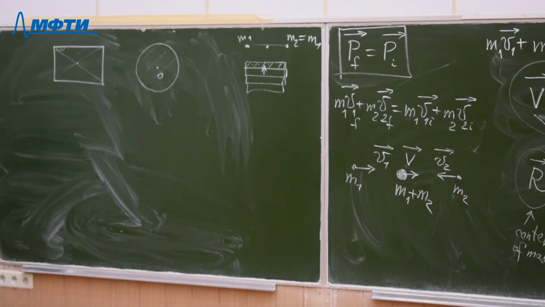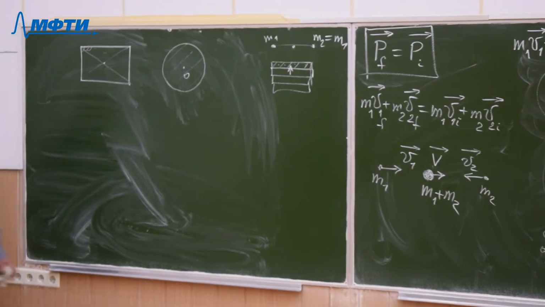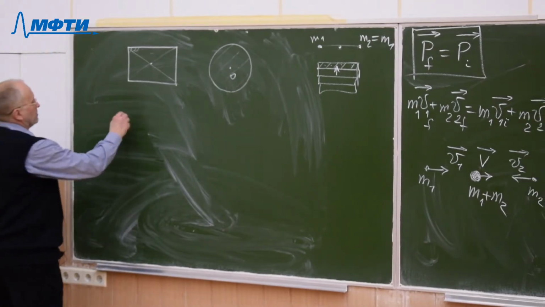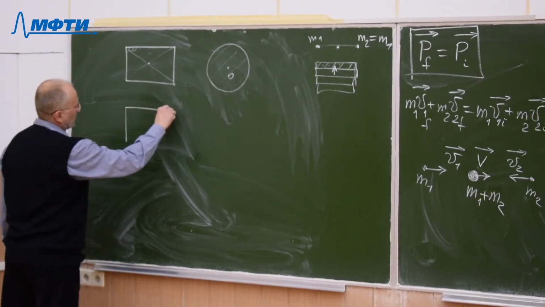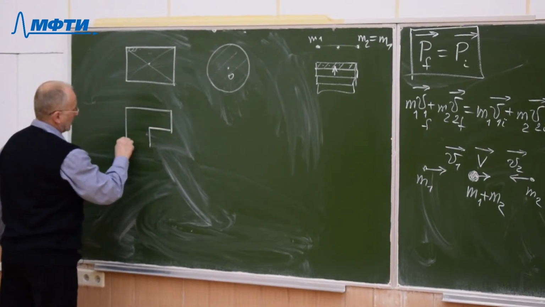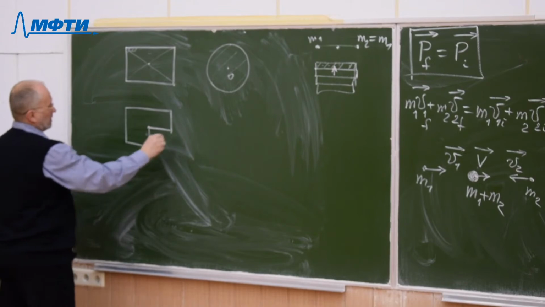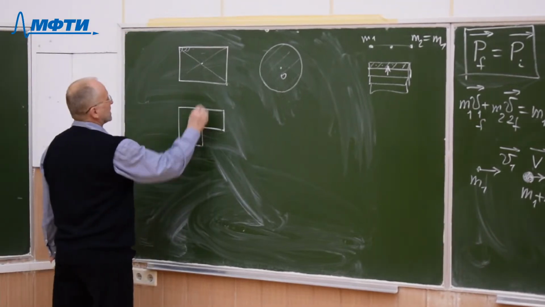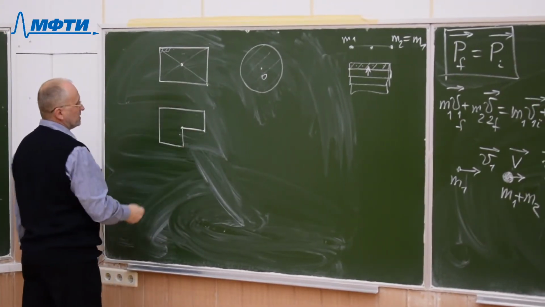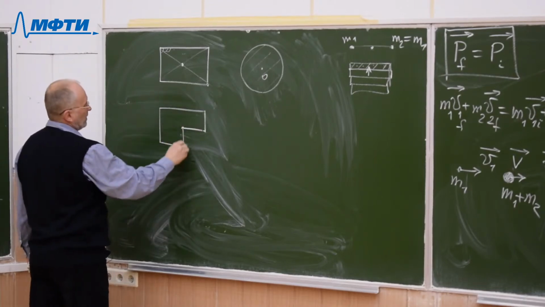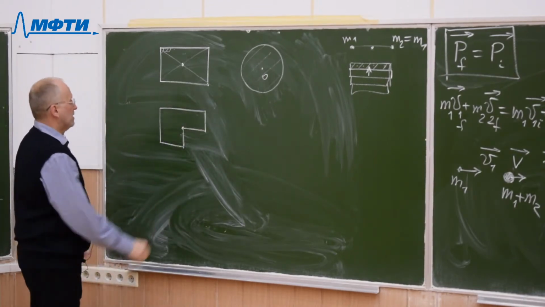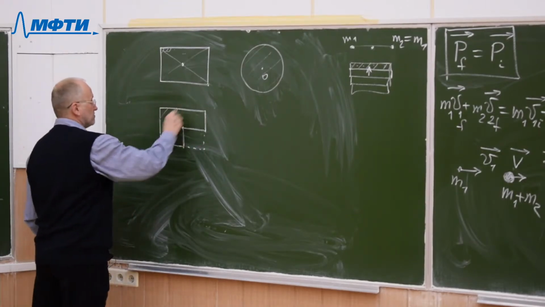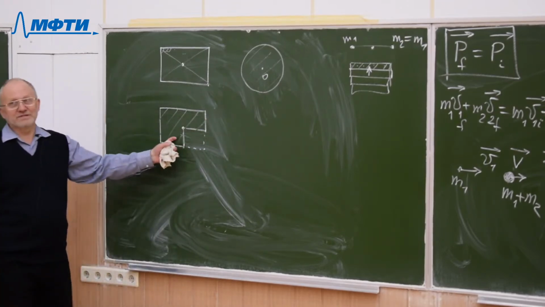It will be a good problem at the oral exam for any student to calculate the center of mass, for example, of such a figure, a rectangle with a cut-off part of it. So if this was the center of the rectangular plate, uniformly distributed mass, and we cut out such a portion of it, then calculate the center of mass of this figure. This is a good problem for oral exams.